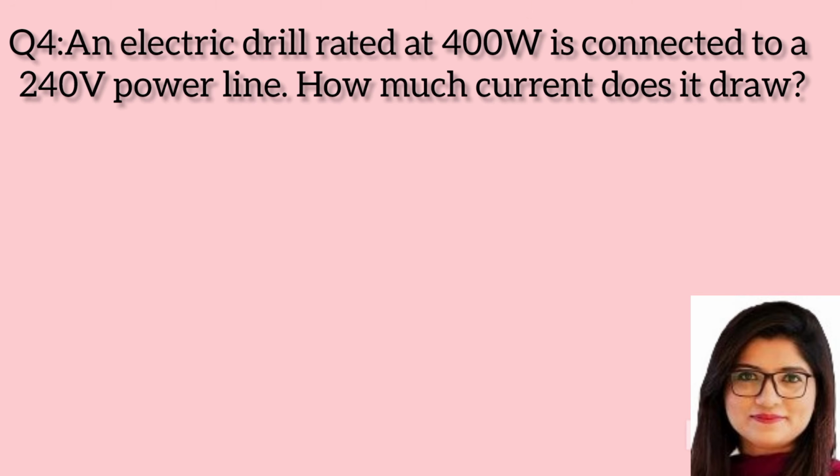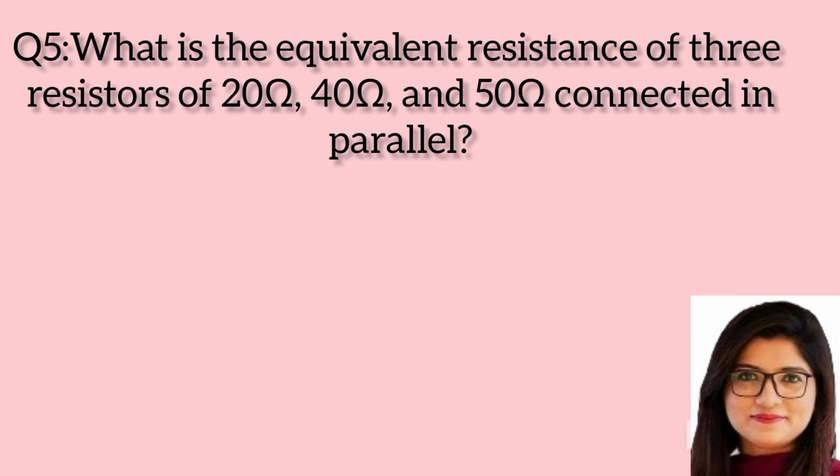Question 4. An electric drill rated at 400 W is connected to a 240 V power line. How much current does it draw? Answer: 1.67 A.